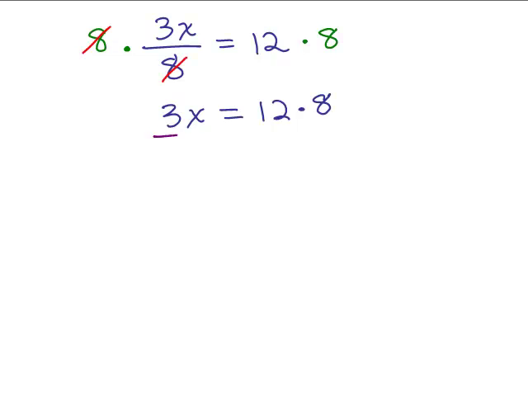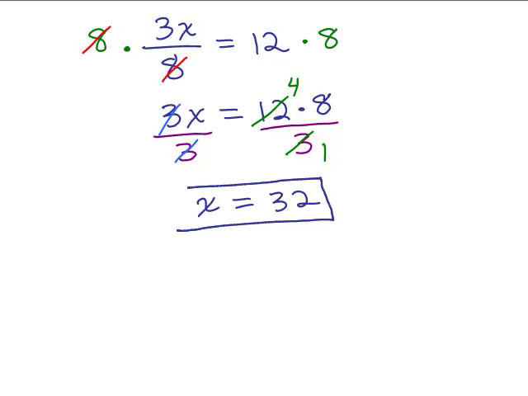So we have 3 times x. We want to divide both sides by 3. So the 3's will cancel, right? And I'll have just x equals. But over here, it's easier for me to reduce before I multiply. So 3 goes into 12 4 times, and I have 4 times 8, which is 32. Now, if you had multiplied 12 times 8 and got 96, you could do 96 divided by 3. You're still going to get x equals 32.